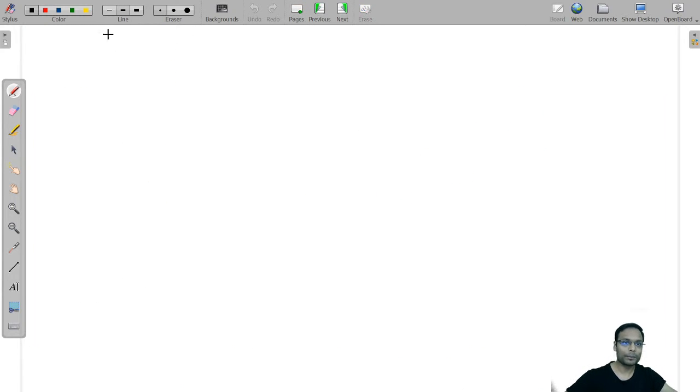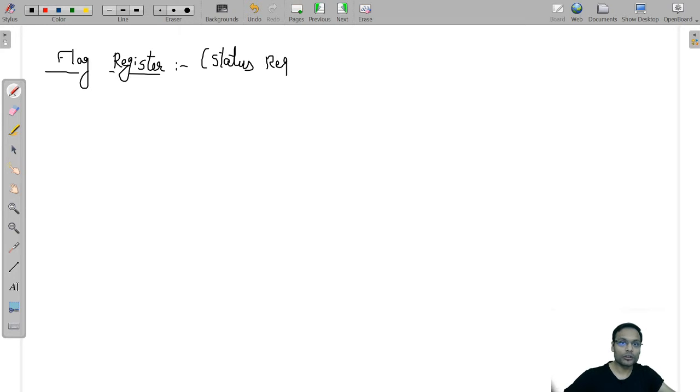Okay, so let me take another page here, and flag register. This flag register has another name, also called status register. We are going to learn lots of things from this particular topic. I'm not going to tell you only that it stores the status. No, no, no. I'm going to give you more and more details. Just stick to this particular screen. Just keep watching, stay tuned and look at this.